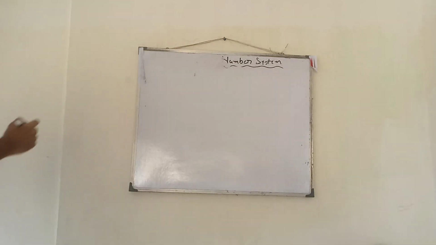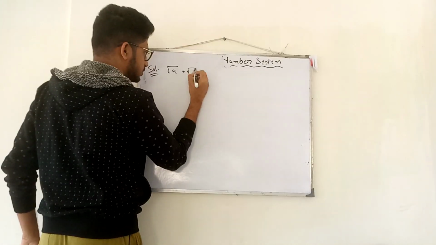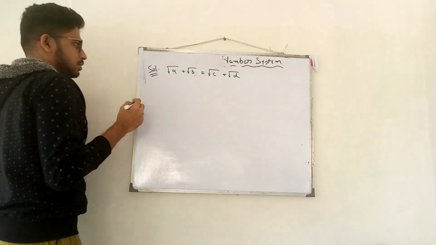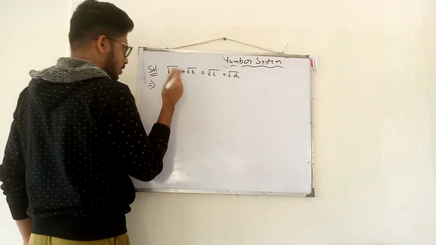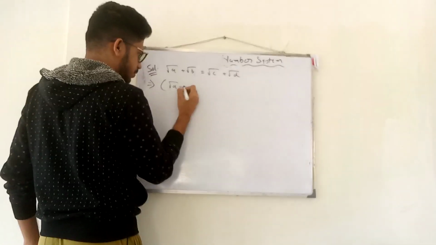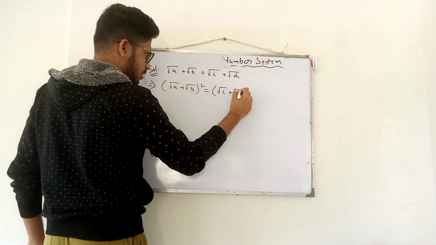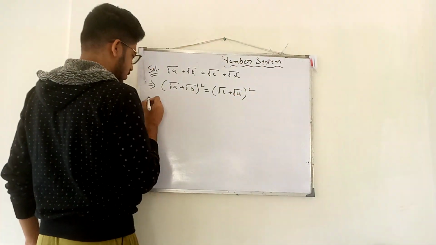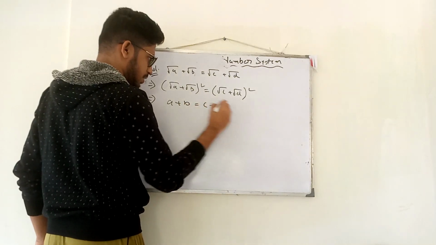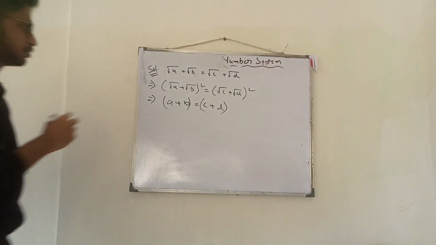Suppose here is given root A plus root B is equal to root C plus root D. Okay, this is given. Now we want to square both sides. Root A plus root B whole square is equal to root C plus root D whole square. Now this comes: A plus B is equal to C plus D. So this is a question.